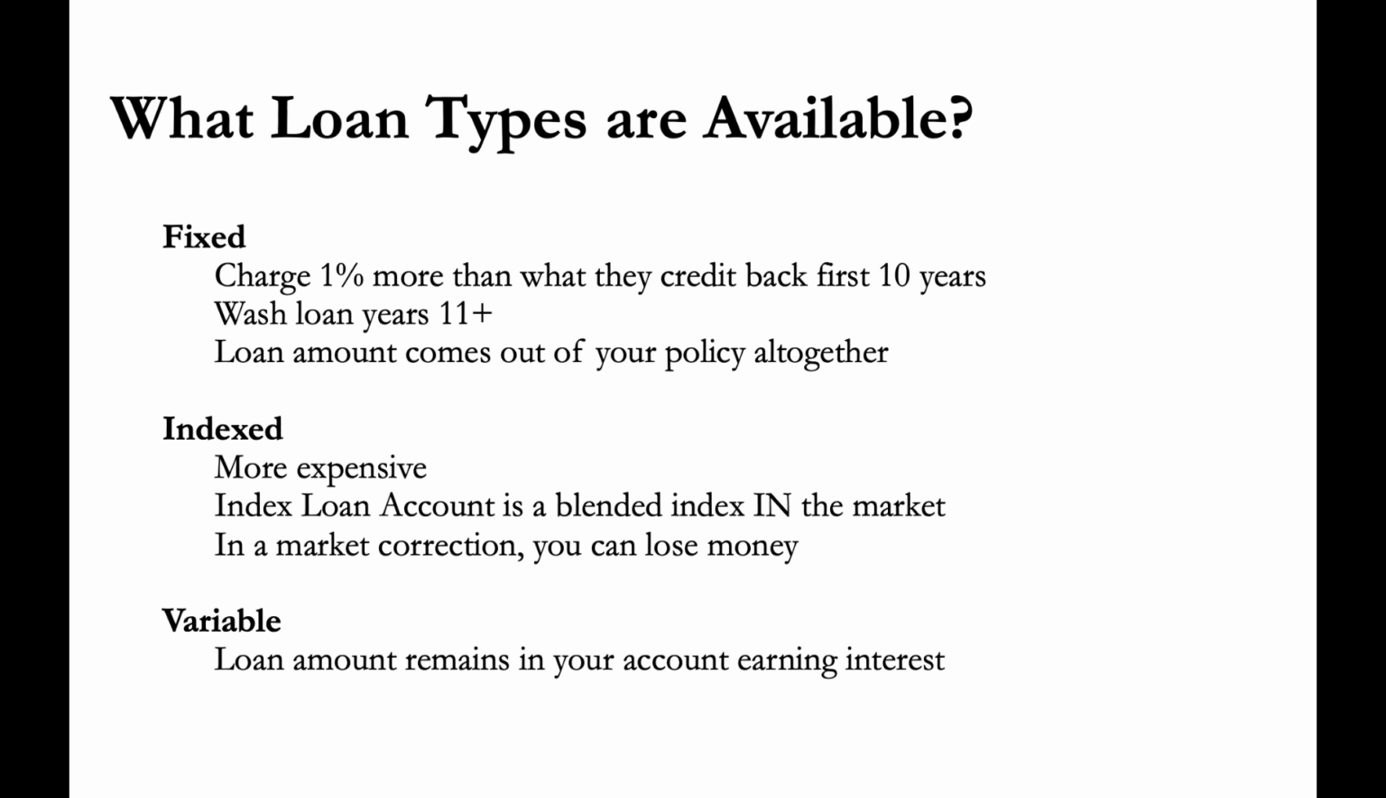The index loan is going to be more expensive, but that loan amount goes into an indexed loan account, and then you are credited interest based on the performance of that account over the past year. The index loan account is typically a blended index, and it's all in the stock market. So you do not want to take this loan when the stock market isn't performing well. If you took an index loan and then the stock market goes into correction, you may not be credited any interest, but they're going to charge you around 5% for that loan, and this is how you can lose money in an IUL.